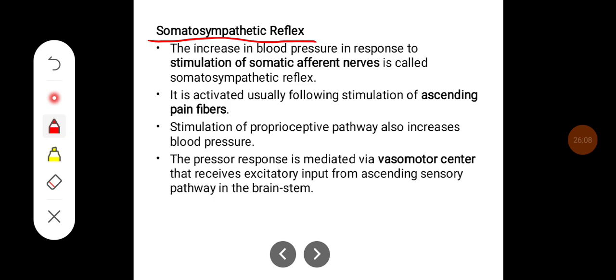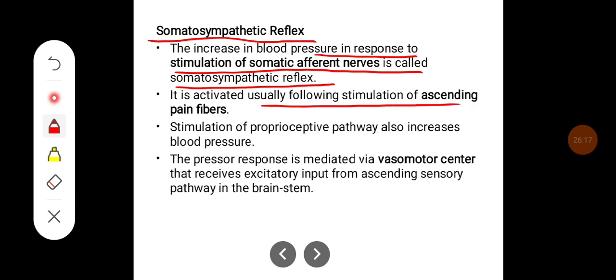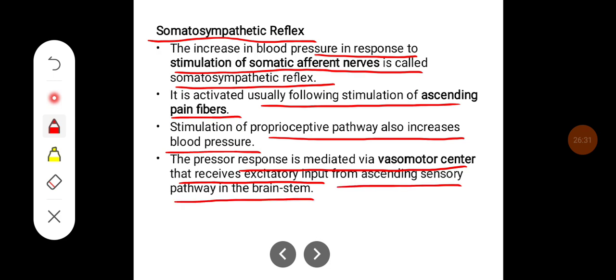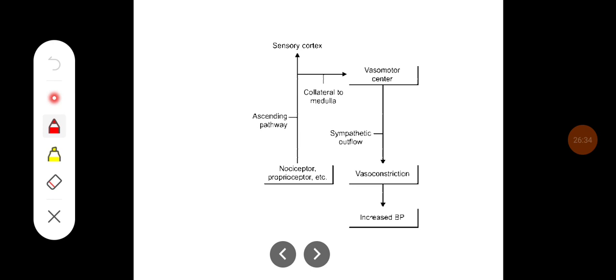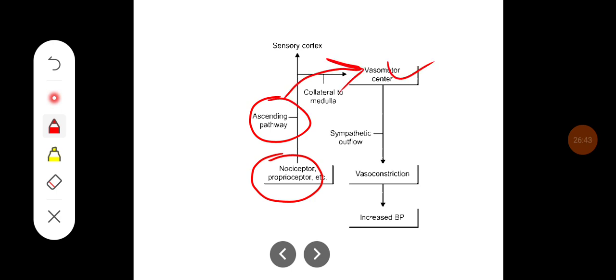Somatosympathetic reflex. The increase in blood pressure in response to stimulation of somatic afferent nerve is called somatosympathetic reflex. It is activated usually following stimulation of ascending pain fibers. Stimulation of proprioceptive pathway also increases blood pressure. The pressure response is mediated by the vasomotor center that receives excitatory input from ascending sensory pathway in the brainstem. So any pain pathway or proprioceptor pathway, while ascending, gives collaterals to the vasomotor center that increases the sympathetic outflow, which increases vasoconstriction and the blood pressure.